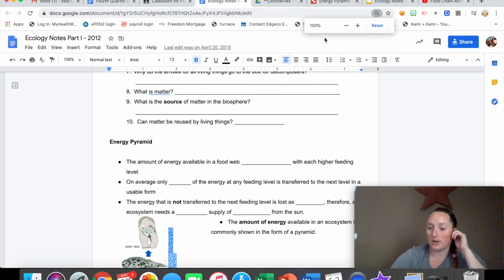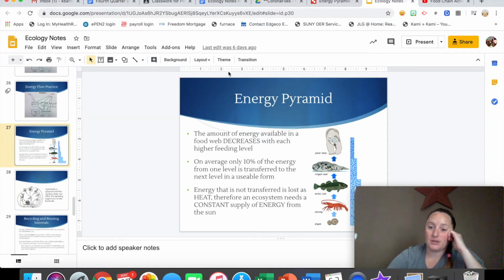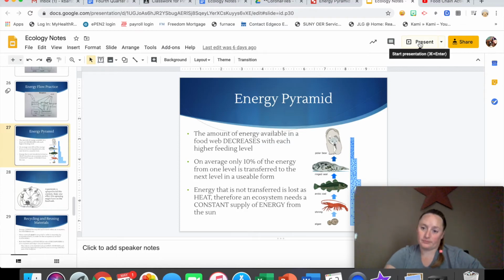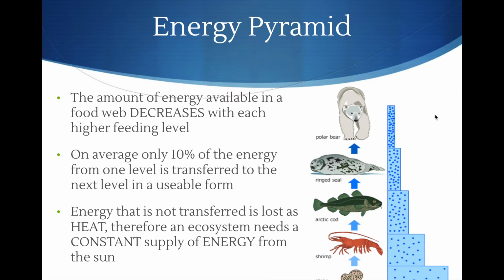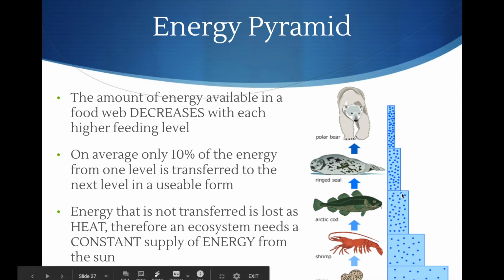So we're just going to talk about energy pyramids today. Here we go. In an energy pyramid, this picture right here is basically half of a pyramid, and there would be a whole other half. The amount of energy available in a food web will decrease with each higher feeding level. So it's going to decrease as it works its way up the pyramid.